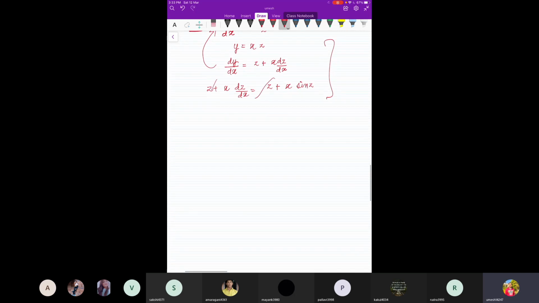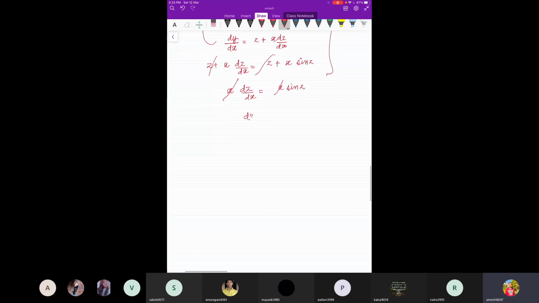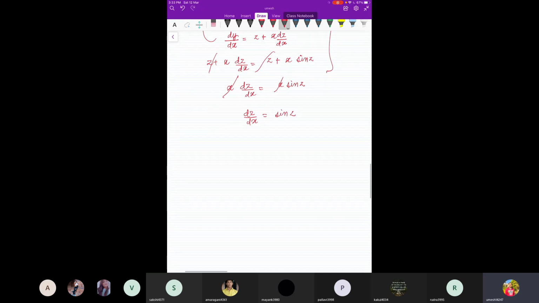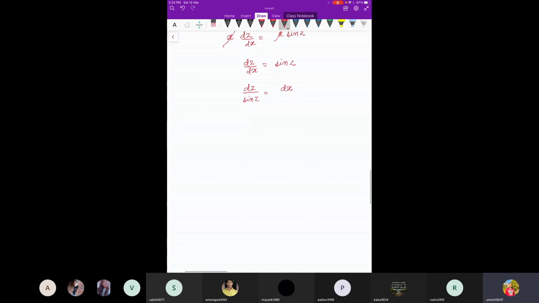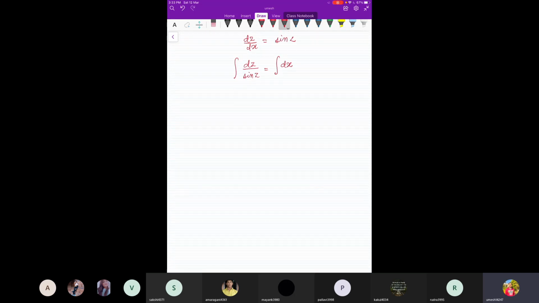So the z will be cancelled. X times dz upon dx is equals to x times sine z. X भी cancel हो जाएगा. dz by dx is equals to sine z. We will separate the variables. dz upon sine z is equals to dx. In the next step, we will be taking the integration. 1 upon sine z is cosecant z, we know. Cosecant z dz is equals to dx only. We will be integrating now.